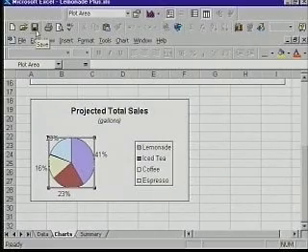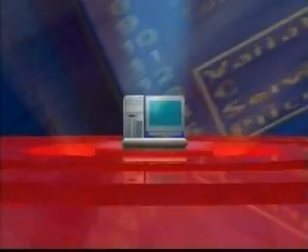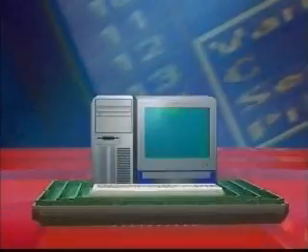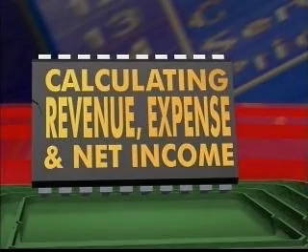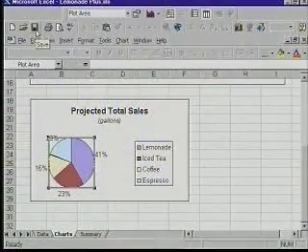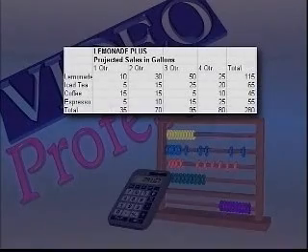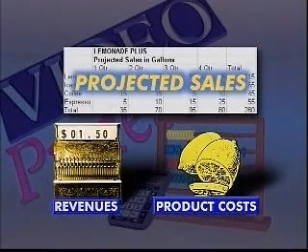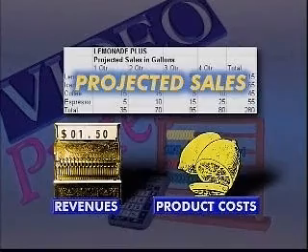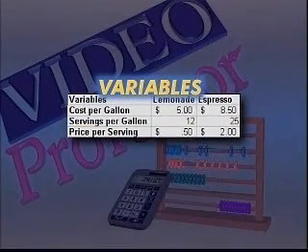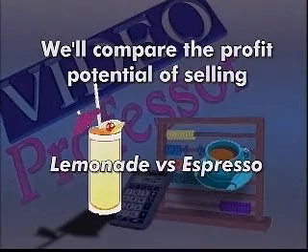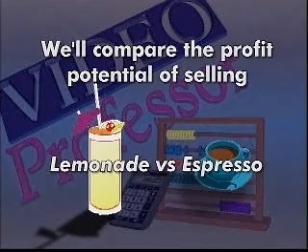We're ready to calculate income and expense. So far, we've looked at the quantity of products sold, but not at actual profit from sales. To do that, we must incorporate our sales figures with information dealing with revenues and product costs. These types of variables allow us to do various what-if scenarios. For this project, we'll compare the profit potential of selling lemonade versus espresso.